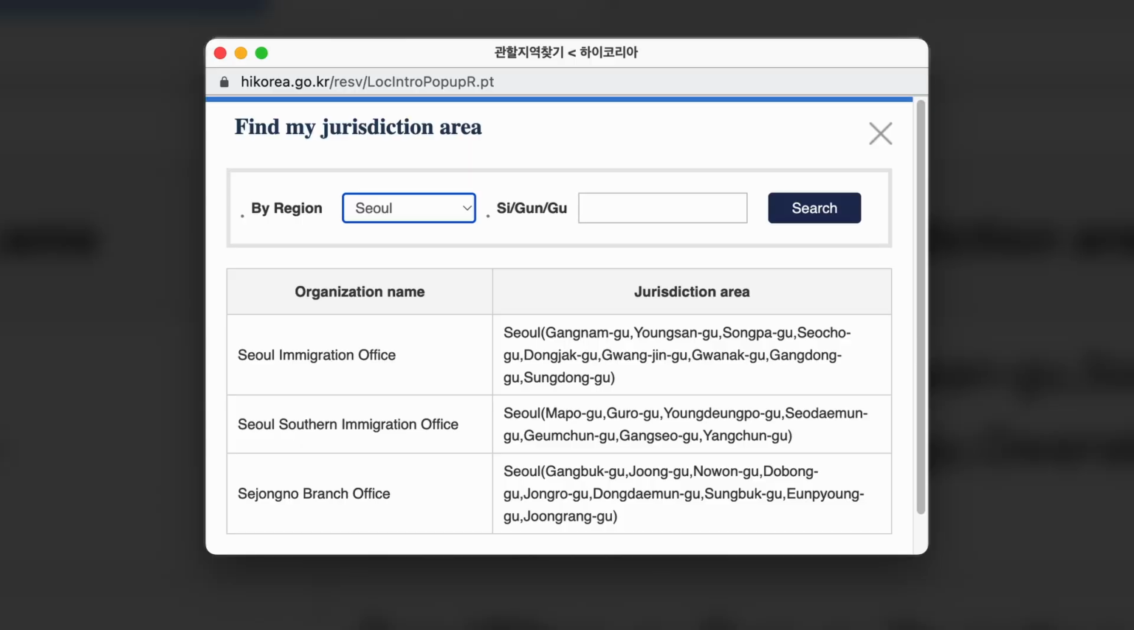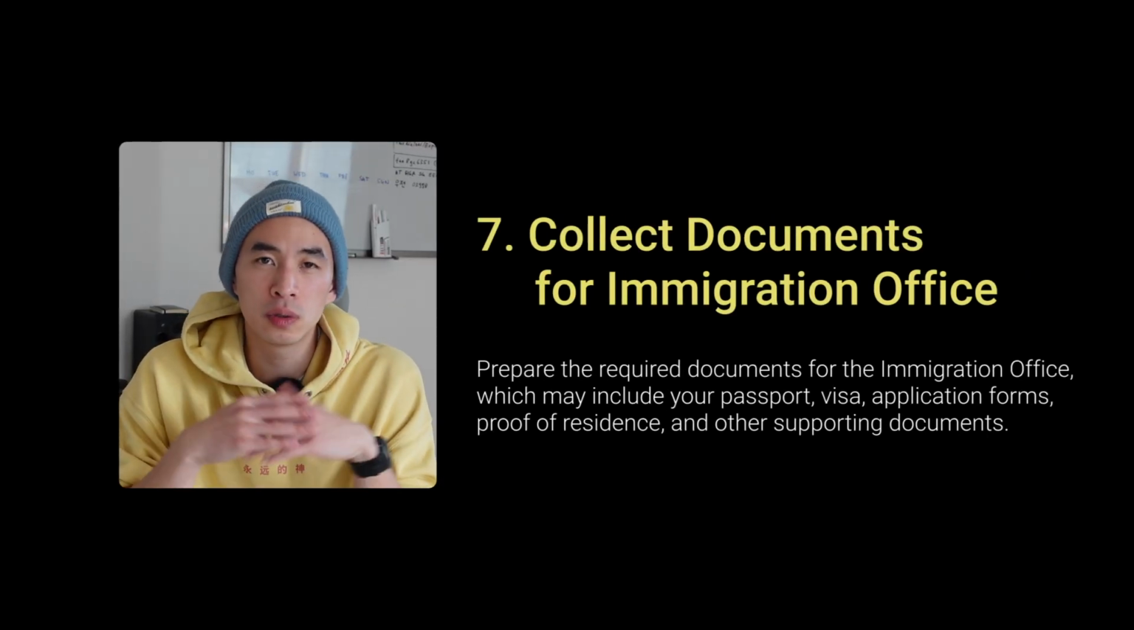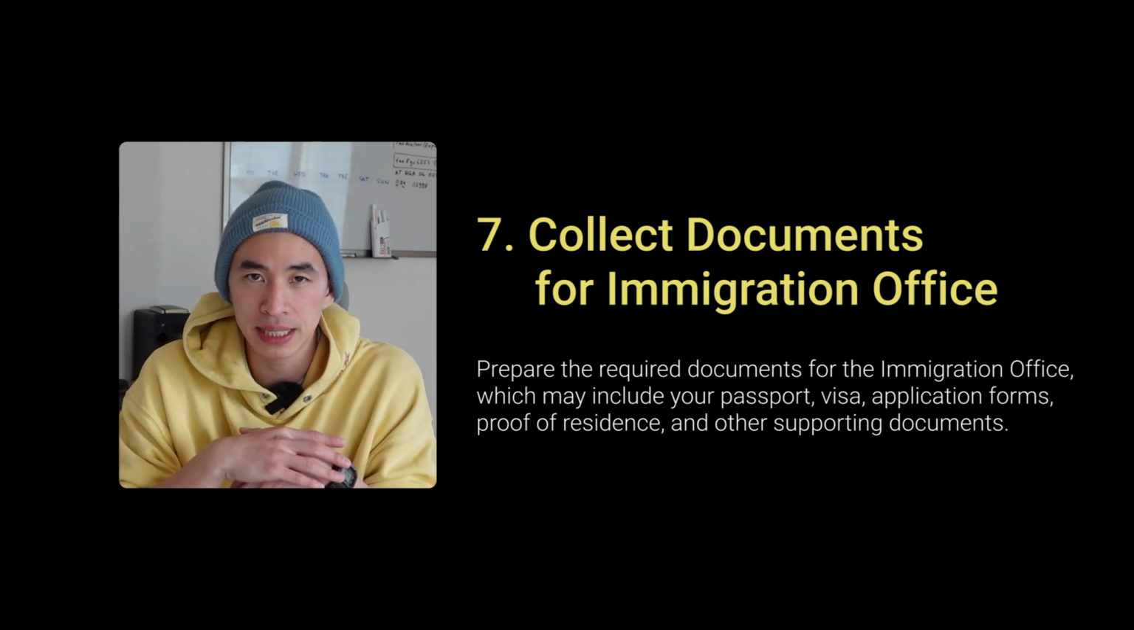Because in Seoul and outside of Seoul, there are 3 different immigration offices, and depending on where you live, you will be assigned to one of those 3. You have to make the appointment within 90 days of arrival. This step is quite similar to the one you did for the embassy, but here you have to prove residency.